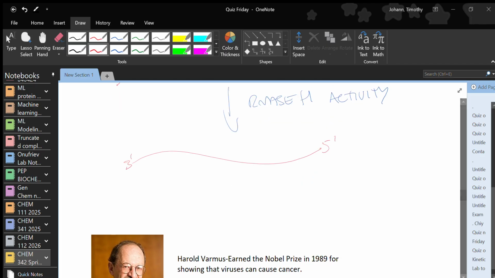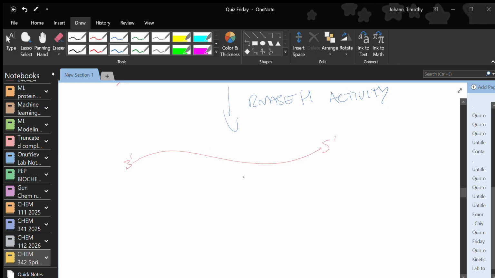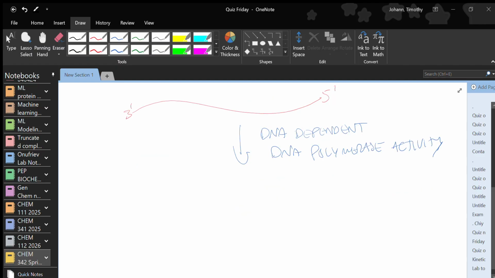All right, and then once it has that single strand, what we're going to get is DNA-dependent DNA polymerase activity. So it's essentially replication activity, right? It's going to go ahead and make a double strand of this.